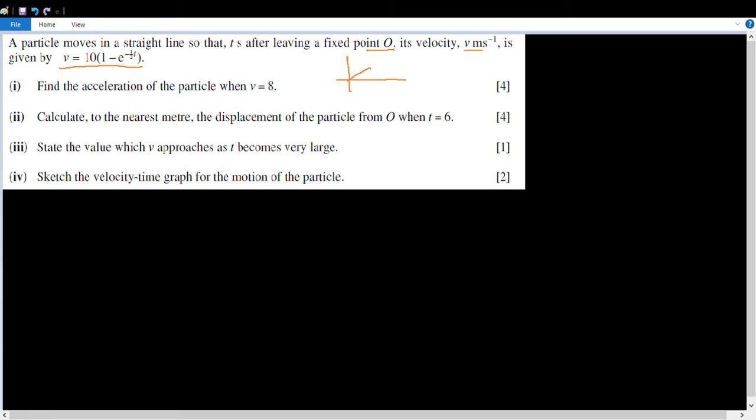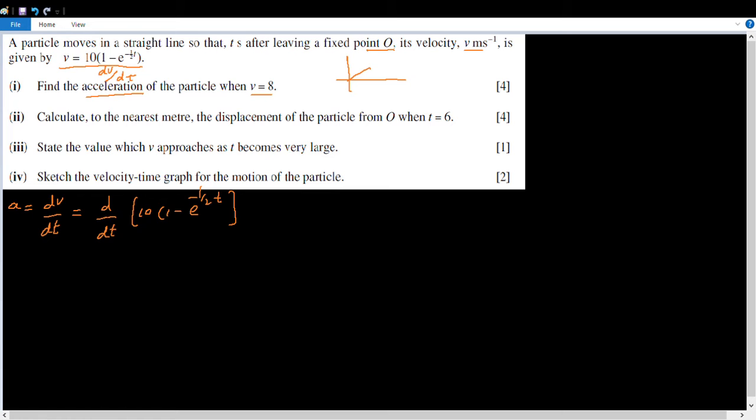So find the acceleration. Acceleration is the rate of change of velocity, dv over dt, when the velocity is 8, and this value you will use to get the value of t. So let's quickly do it. As a is equal to dv over dt, it means that you will take the derivative of 10 into 1 minus e power minus 1 over 2t.